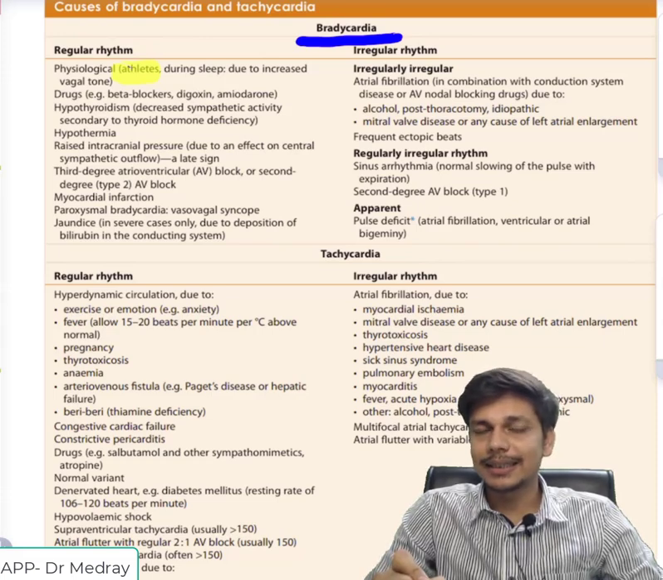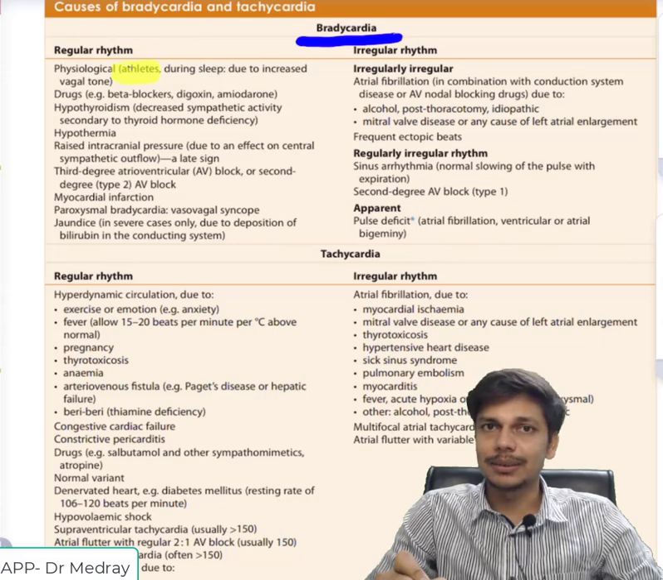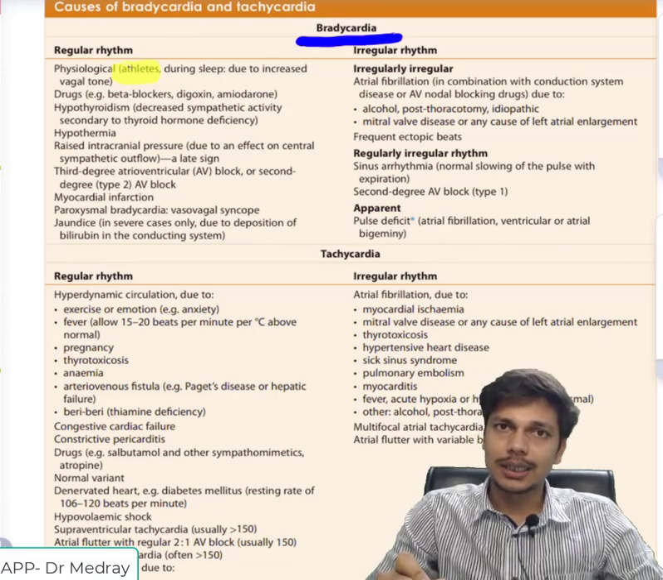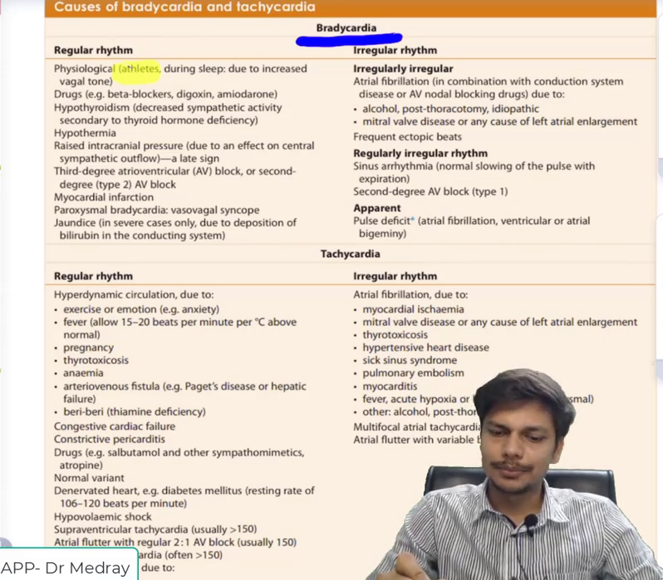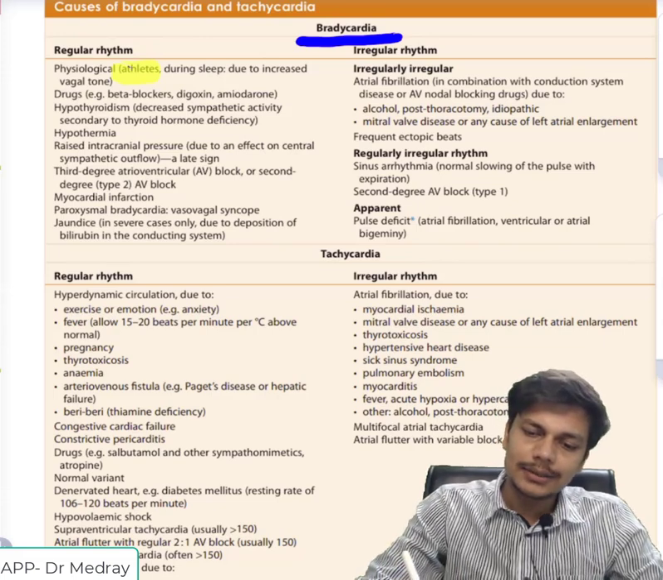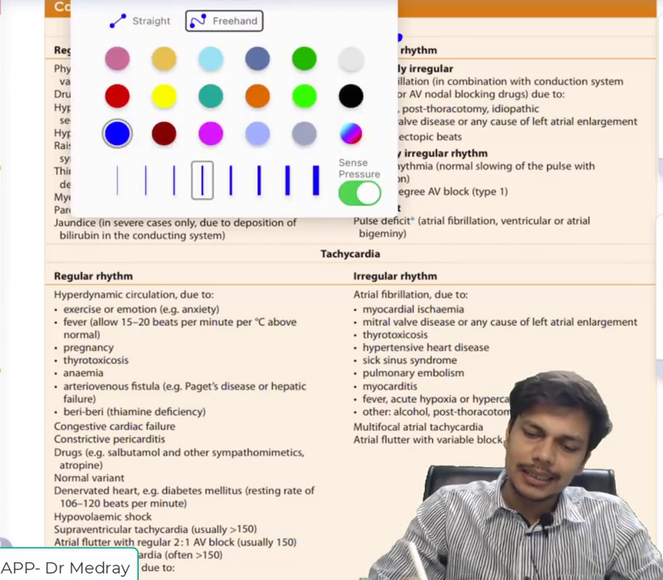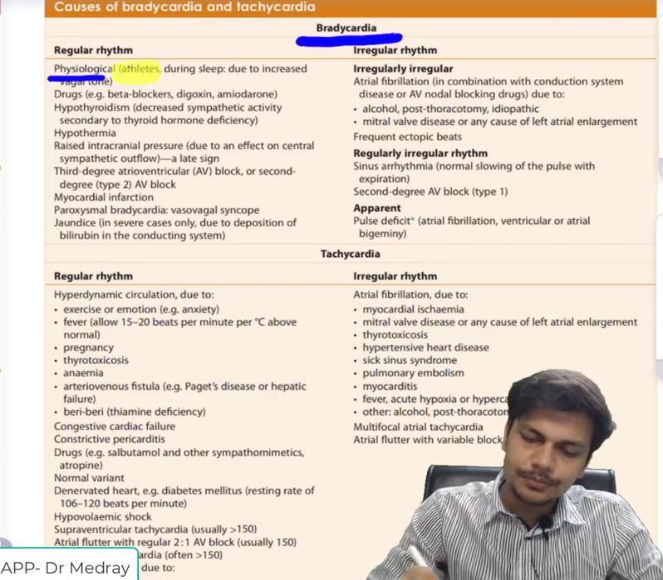As we know, during sleep the parasympathetic nervous system increases or the sympathetic tone decreases, and unopposed parasympathetic activity occurs, which can reduce the heart rate. So normally athletes have bradycardia. Normally during sleep we can have bradycardia. These are the physiological conditions in which we can have bradycardia.